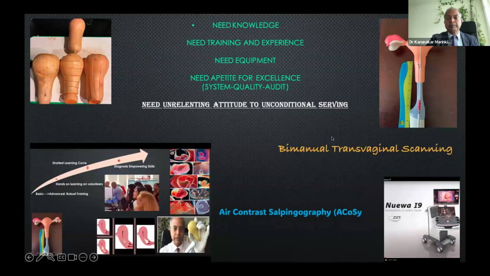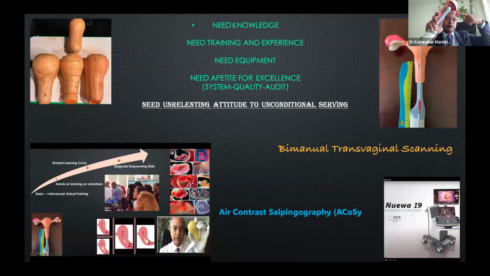I introduced a term called bimanual transvaginal scanning, because once you put the probe in the vagina, don't expect the probe to reach the region of interest. You bring the region of interest close to you. That is the advantage of any gynecologist. We know how we manage PPH: we squeeze the front and back of the uterus with the hand. So you can bring any structure close to the probe because the vagina is a tamponade.